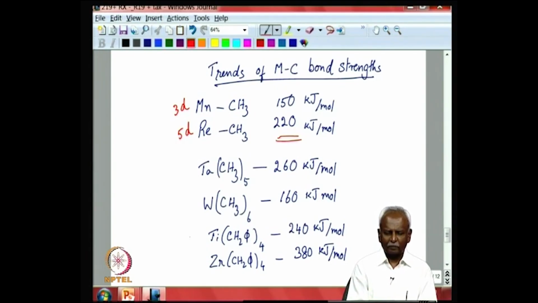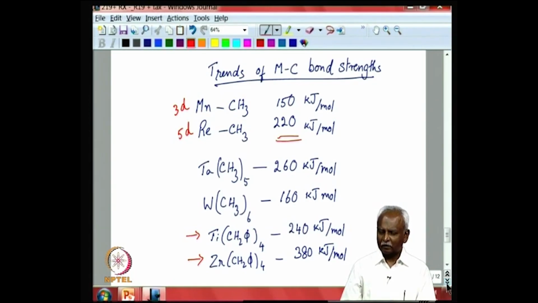If you go from titanium to zirconium, once again you have a bond strength increase of nearly 50%. So, from 240 kilojoules per mole, you end up with 380 kilojoules per mole. So, it is generally known that you have much stronger bond strengths if you go from one metal to another which is lower down in the periodic table. So, the trends in metal carbon bond strengths, at least in transition metals, follow this order.